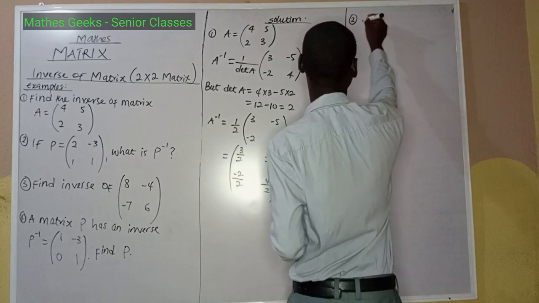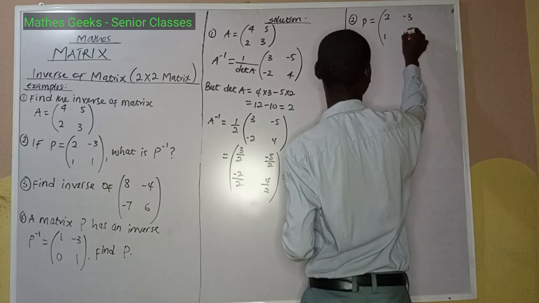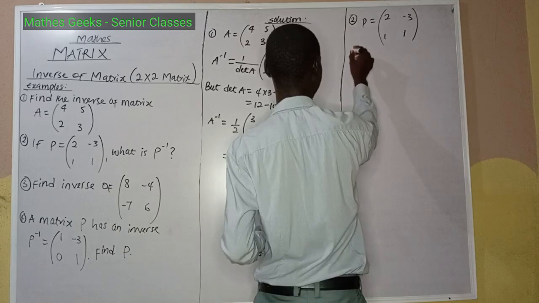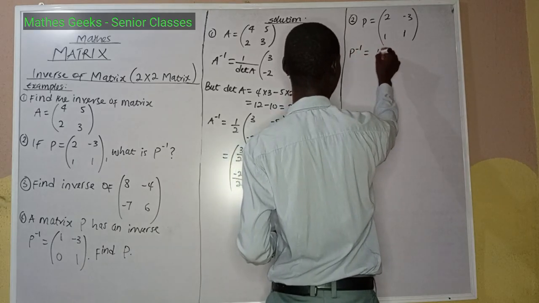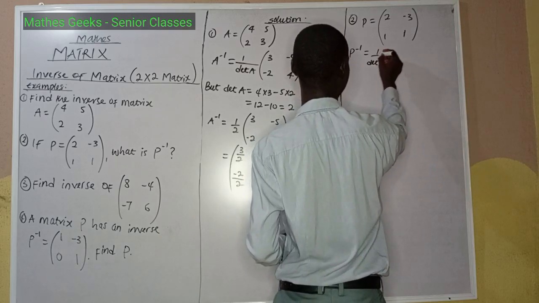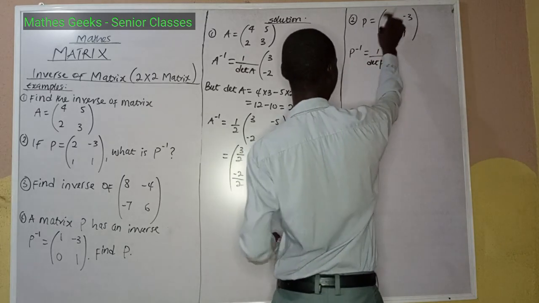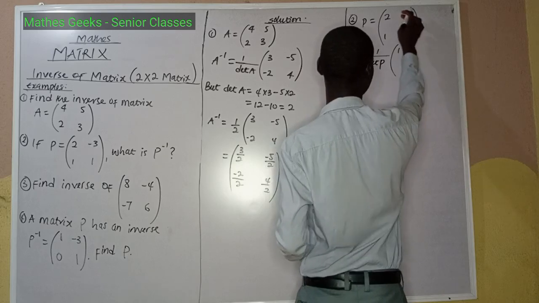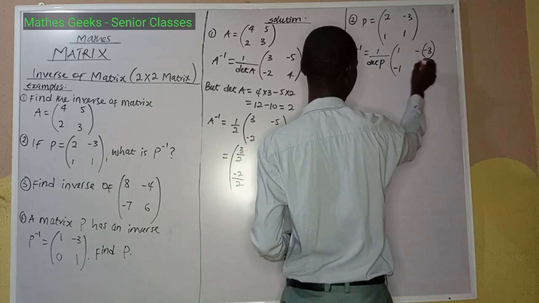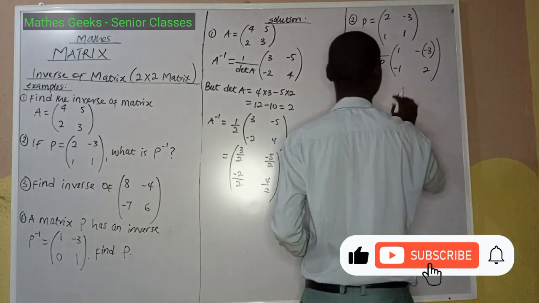If P is equal to 2, 1, minus 3, 1, find what P inverse is. P inverse is equal to 1 over the determinant of P, times the matrix where we exchange these to 1 and 2, and we negate these two sides, minus 1 and here the 3. So minus times minus will give us plus.